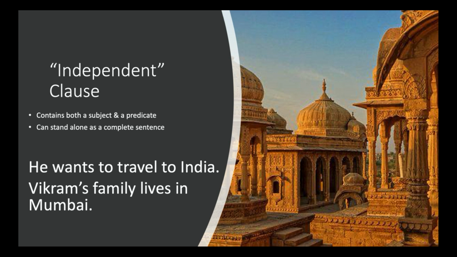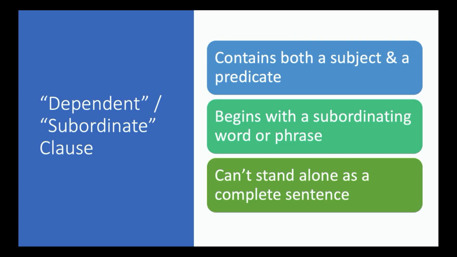He wants to travel to India. Vikram's family lives in Mumbai. These examples each have a subject and a predicate, and there is no reason that they can't function as actual sentences. Let's talk about a dependent clause, which is often called a subordinate clause.